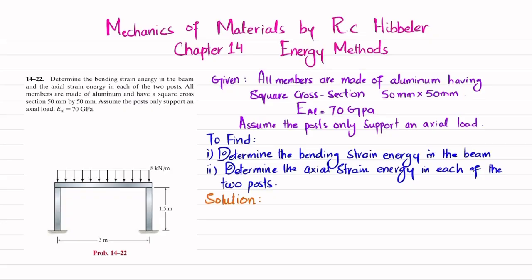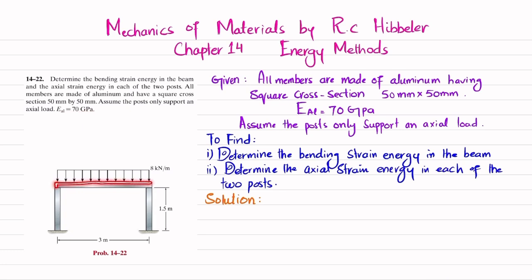Welcome back to another episode, which is about problem number 14-22. This problem is taken from chapter number 14, Energy Methods, and the book is Mechanics of Materials by R.C. Hibbeler. The statement of this problem is: determine the bending strain energy in the beam and the axial strain energy in each of two posts. All the members are made up of aluminum having a square cross section 50 mm by 50 mm. Assume the posts only support vertical axial load. Modulus of elasticity of aluminum is 70 GPa.